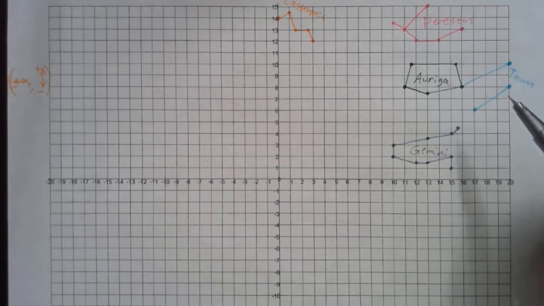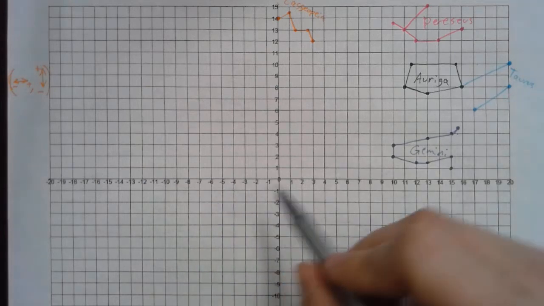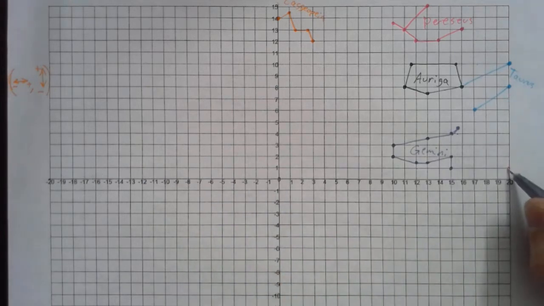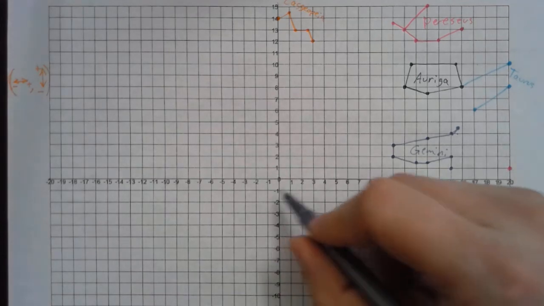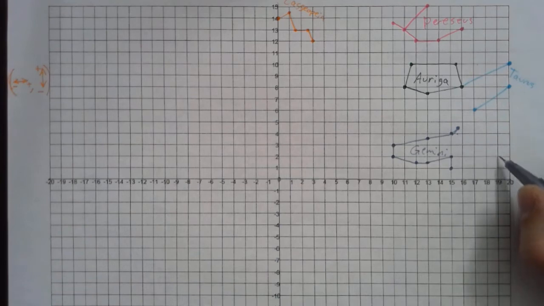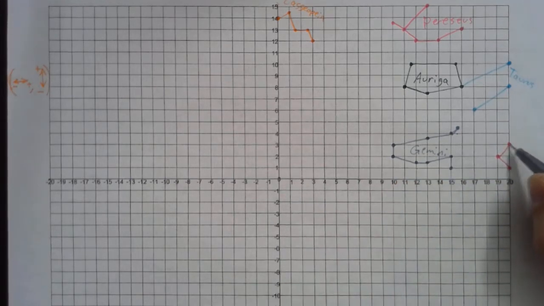Orion starts at 20, 1, so 20 over and 1 up. Our second point is 19 and then 2. So Orion would go here next. And then would finish at 20 and then 3. So Orion is pretty short.